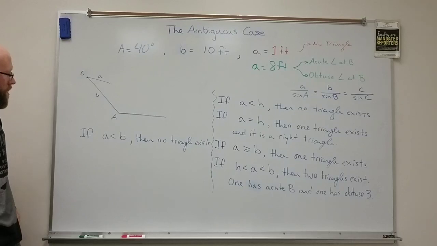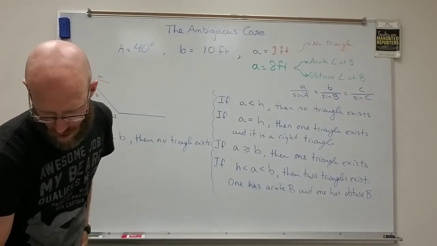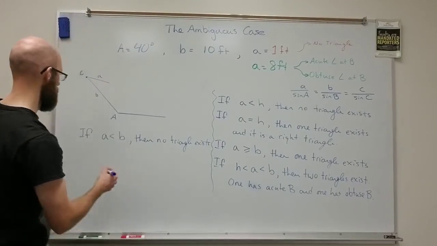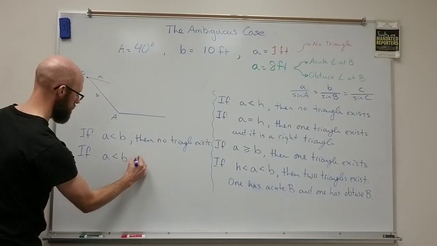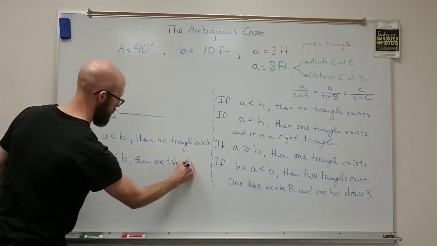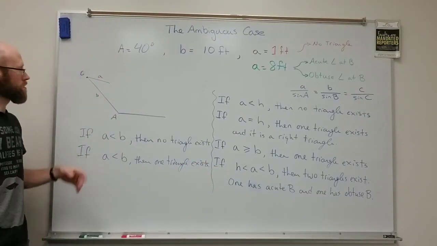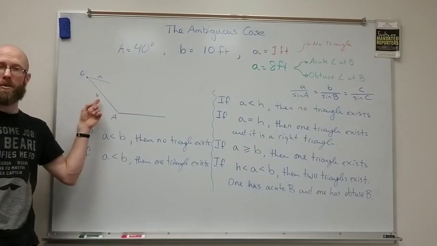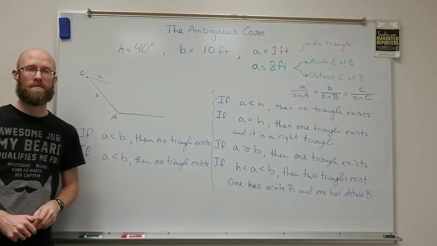Separate those off there. And if A is longer than B, then one triangle exists. And that's it. Those are the only two options. So you just compare the A to the B value, and that's going to be good enough. You don't need the H to be factored in there.